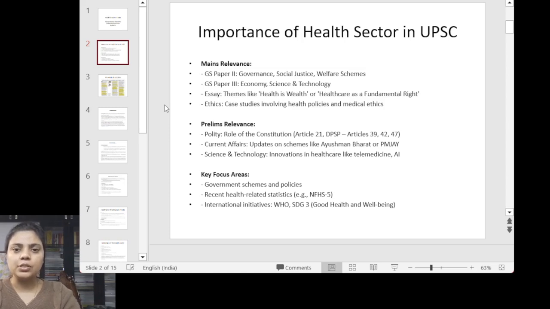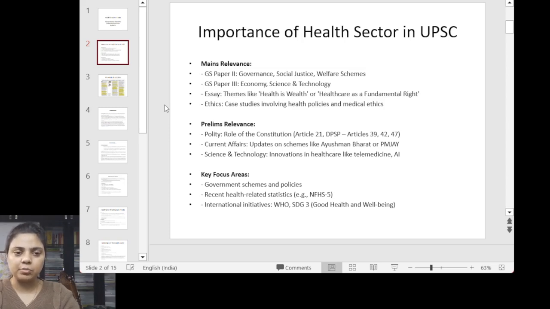Suppose you are going to be a district magistrate or an SDM: how are you going to tackle that kind of scenario, how are you going to face the public outrage, and how are you going to handle the government also? This is the kind of situation where there is a possibility of questions in the ethics paper. The next point is its relevance in the prelims: Article 21 of the fundamental rights, and Articles 39, 42 and 47 in the DPSP.